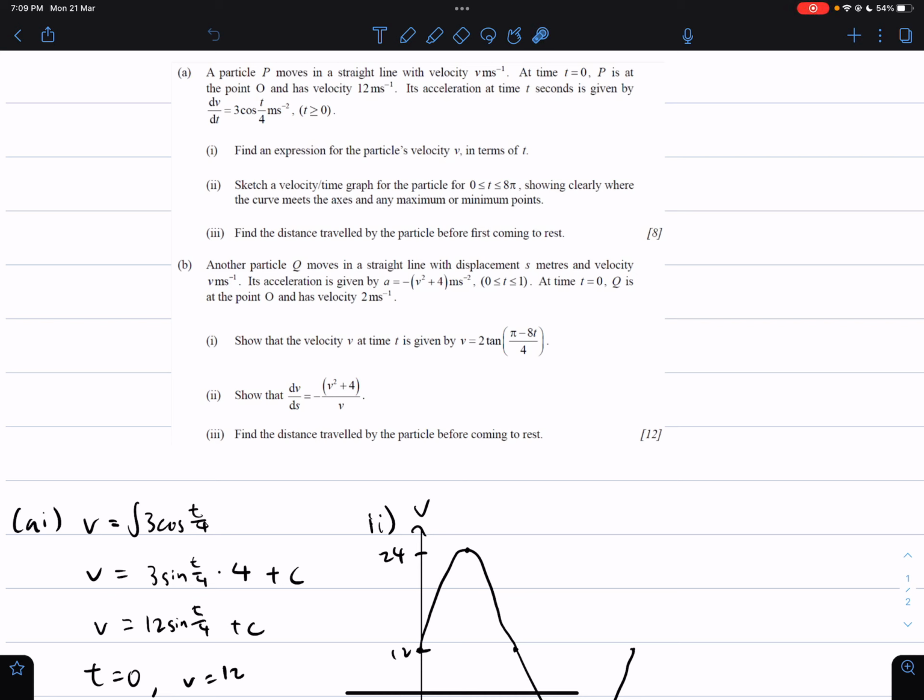Okay, we're going to continue on with part B of the question. So let's first read the question. Another particle Q moves in a straight line with displacement s meters and velocity v meters per second. Its acceleration is given by a equals negative v squared plus 4, and at time t equals 0, Q is at point O and has velocity 2 meters per second. So first, B1, show that velocity v at time t is given by this equation.